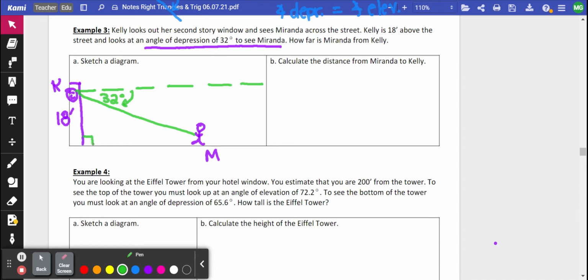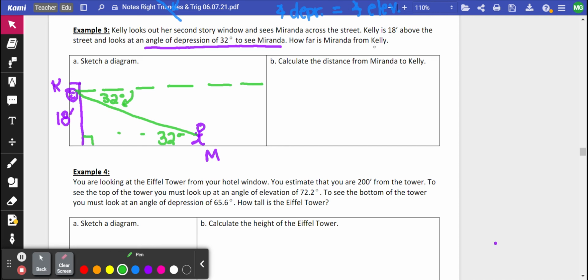Now, what's important is if she's looking down 32 degrees to see Miranda, Miranda is looking up 32 degrees to see Kelly. Miranda has to look down 32 degrees. Kelly has to look up 32 degrees. And again, I could do this horizontal here. Okay, we're pretending that she doesn't really have height because that would add a little extra to this problem. Okay, so how far is Miranda from Kelly?